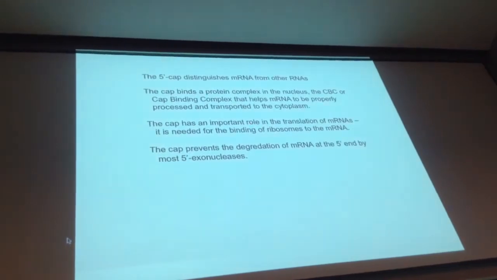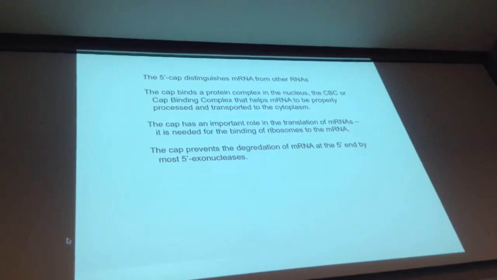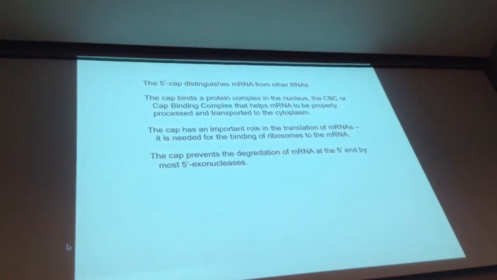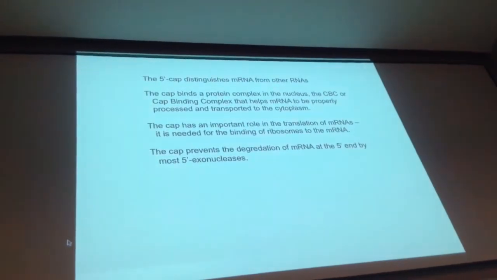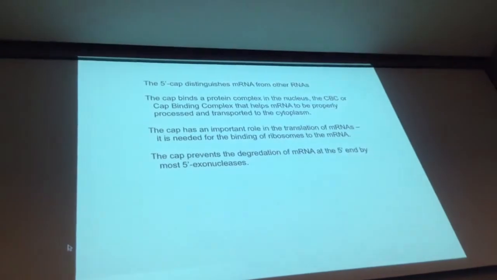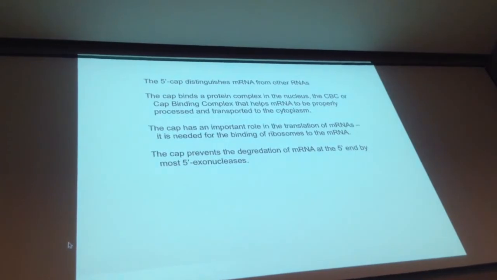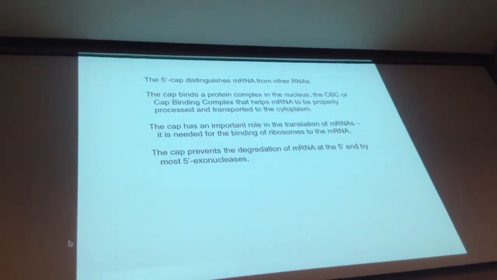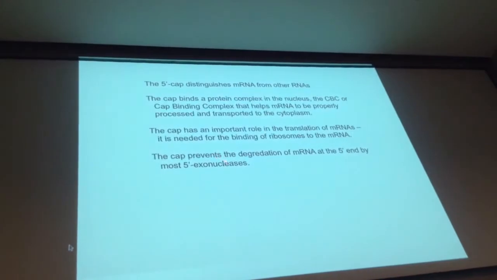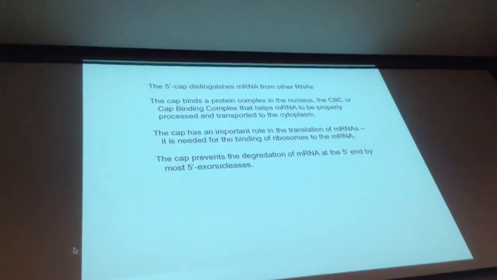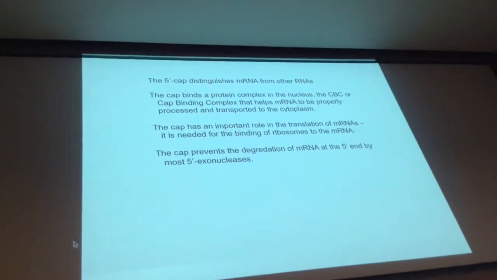It's also important in translation. If you take a eukaryotic messenger RNA and remove the cap, it won't be translated. Ribosomes bind and recognize the 5' cap. That's very different from prokaryotes; we'll talk about those two different types of translation. But in eukaryotes, the 5' cap is needed for translation. And the 5' cap prevents degradation by exonucleases. So it actually has 4 functions. What are the functions of the 5' cap of messenger RNA? There they are. Any questions?